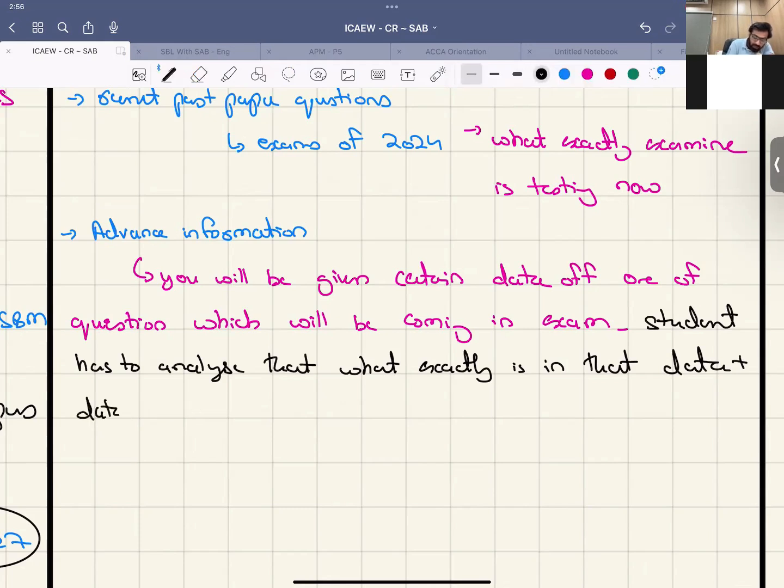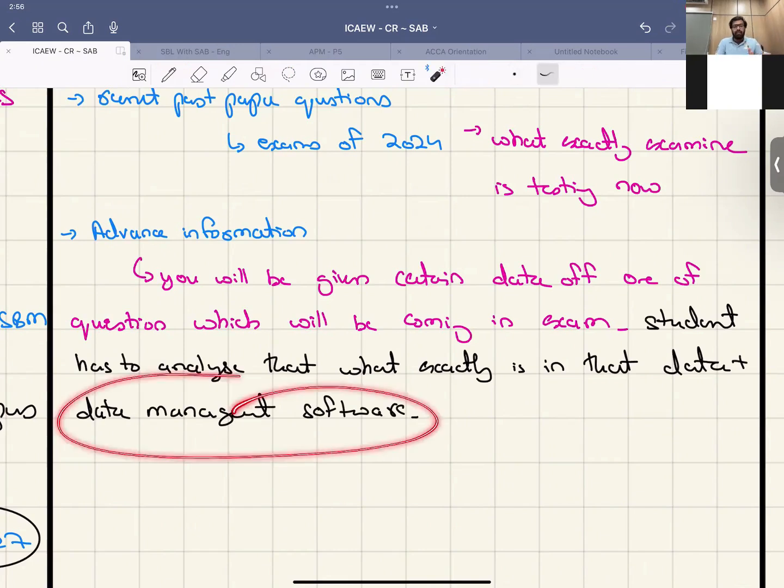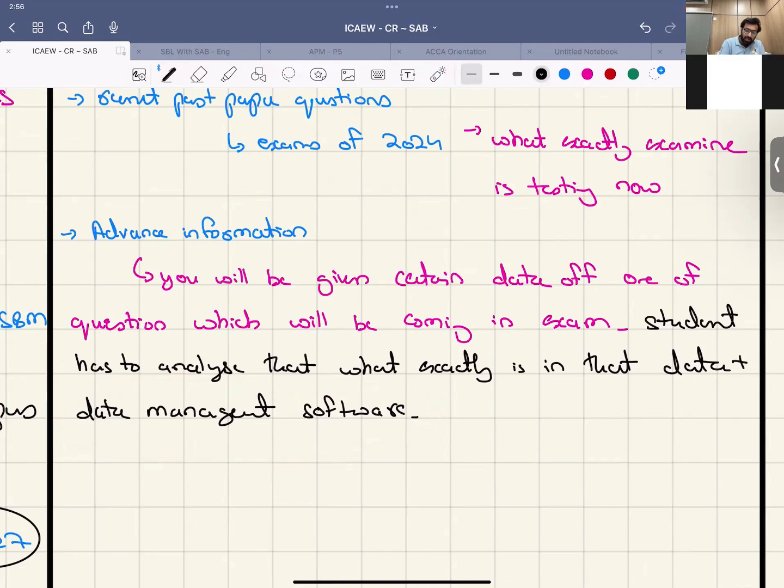Now see guys, what's happening here. See what the examiner has done in CR. They have given you a data management software and certain data, let's say 11 months of data, on that software, and certain written notes as well. I'll show you how the advanced information looks, so don't worry.